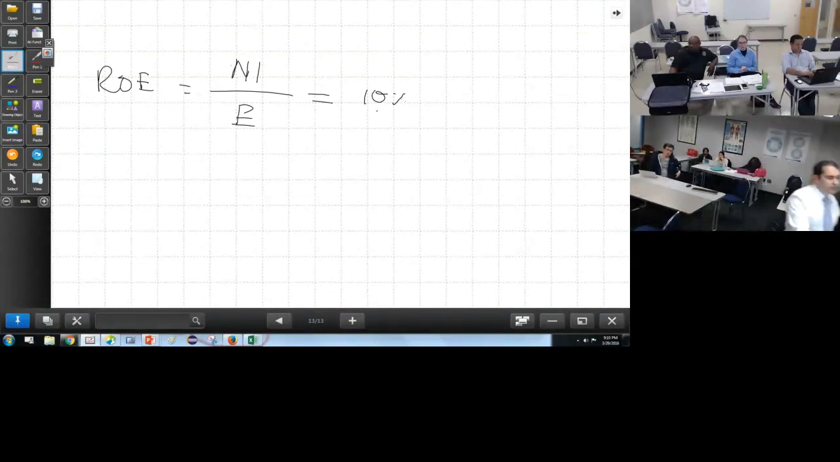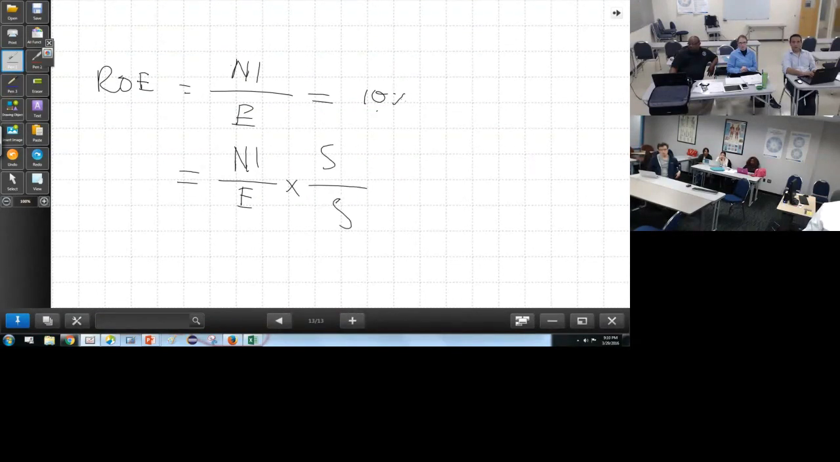But this ratio can be rewritten. So let's rearrange it. This net income divided by equity, I can multiply with sales and divide by sales. It doesn't make any difference, right? Because these two can still cancel out, and we will get the same thing. So I can rearrange this: net income divided by sales, and then take the other part, sales divided by equity. Make sense?